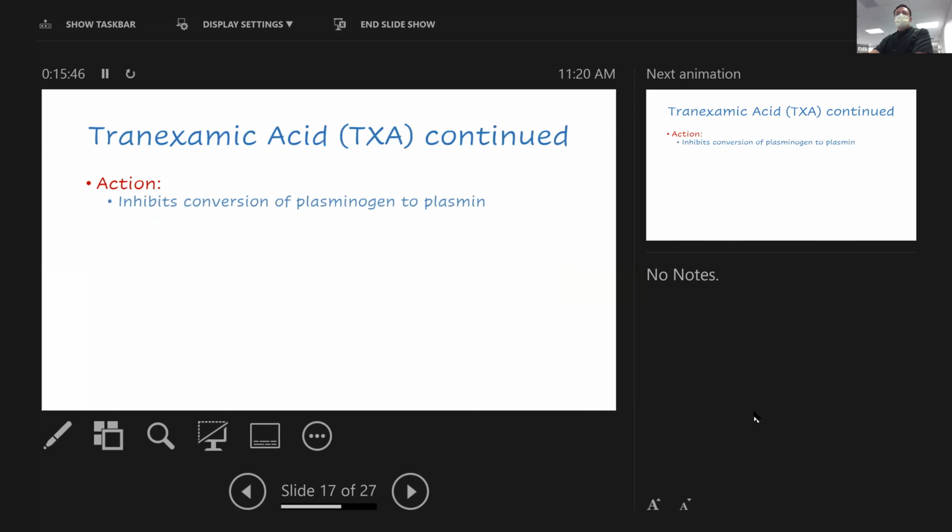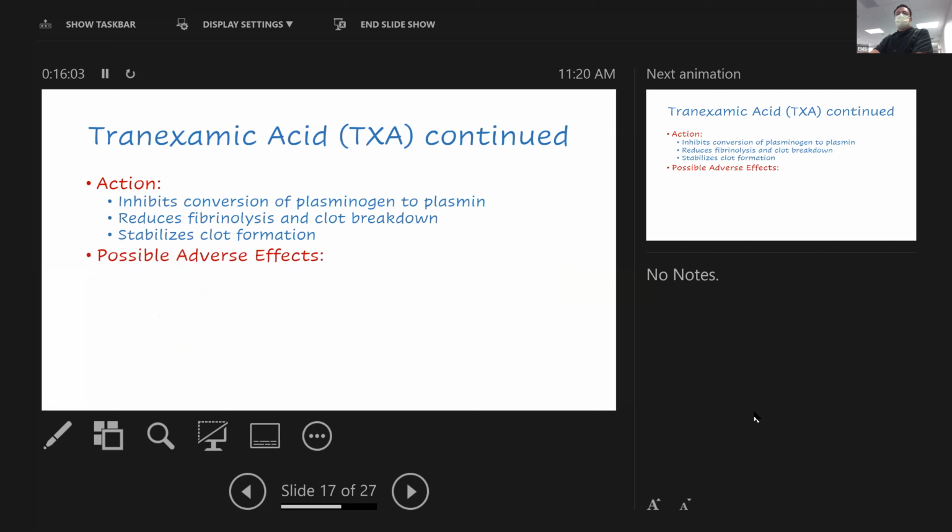How does it work? Again, it inhibits the conversion of plasminogen to plasmin. It reduces fibrinolysis and clot breakdown, and it stabilizes clot formation. What are some of the possible adverse effects of TXA? Well, because it has a tendency to encourage blood clots and allow the clotting cascade to continue, there's a possibility that you could develop blood clots. So thromboembolism, such as DVT or pulmonary embolism, is one potential adverse effect.